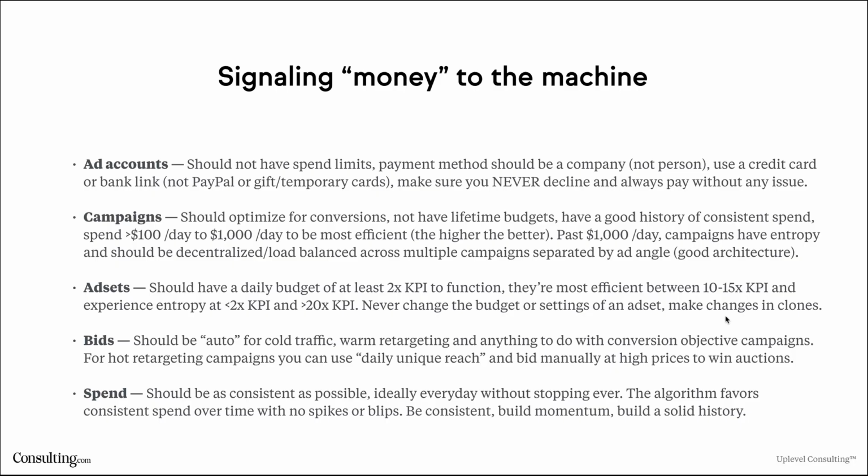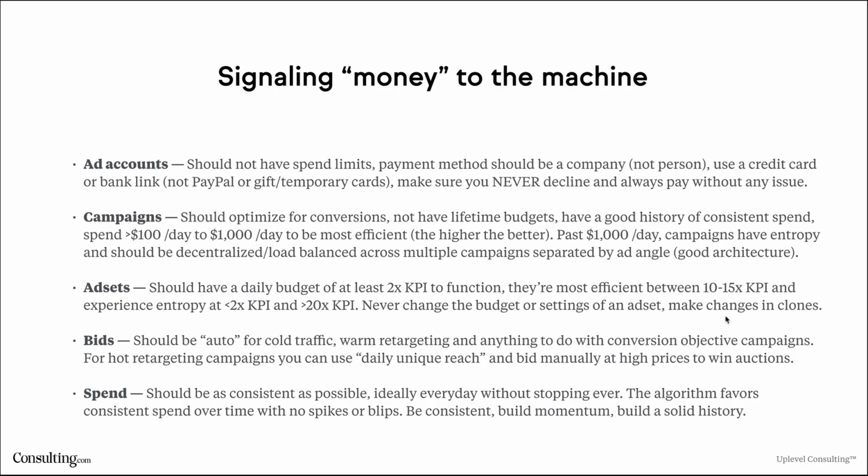And spend. Your spend should be as consistent as possible. Ideally, it should be every day without ever stopping. And the algorithm favors consistent spend over time with no spikes or blips. And you want to be consistent, build momentum, and build a solid history. Just like building a history with a bank or somebody lending you money, you want to do this with the machine, with Facebook's algorithm.